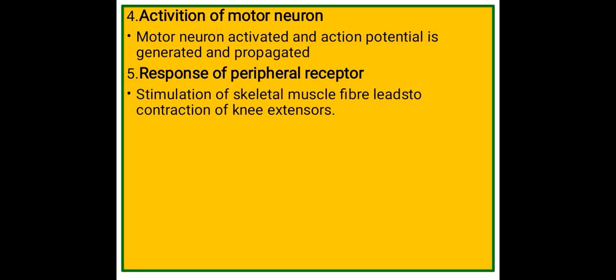Activation of motor neuron: an action potential is generated and propagated. The response of peripheral receptor: stimulation of skeletal muscle fiber leads to contraction of knee extensors. Activation of motor neuron, then response of peripheral receptor.